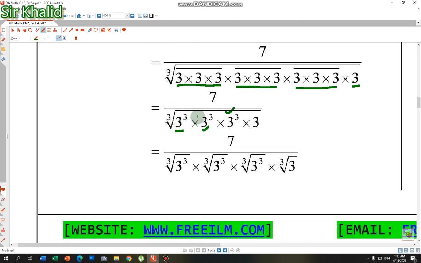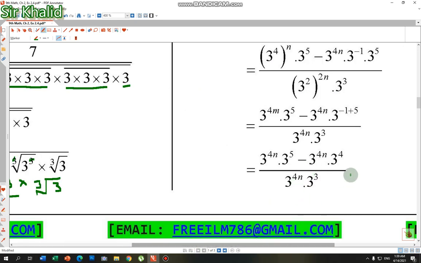Now all these terms are under this index 3, so I can write them separately like this: 3 power 3, 3 power 3, 3 power 3, and 3. So all these 3 power 3 terms with this cube root will be cancelled, and only 3 into 3 into 3 will be left from here, and here 3 into cube root of 3 will be left.